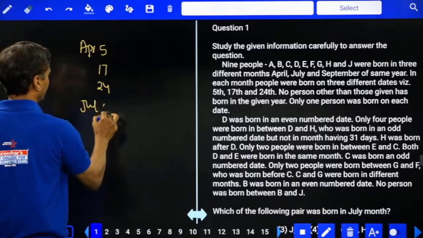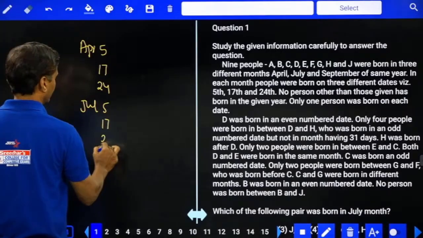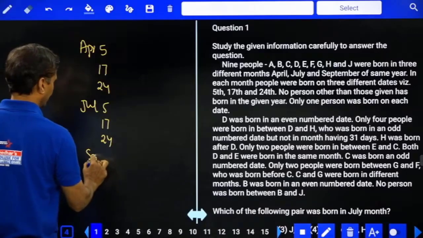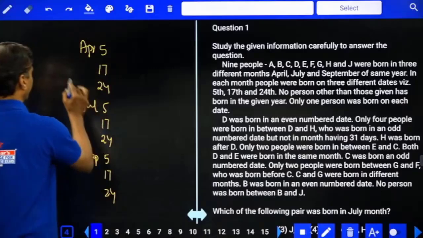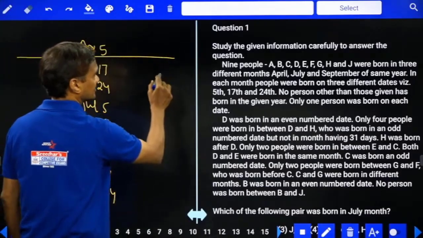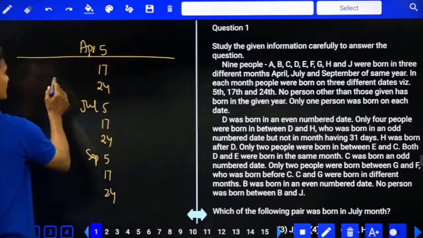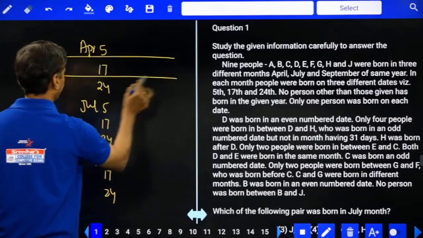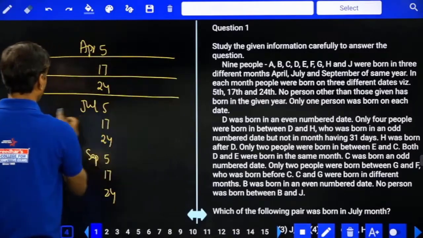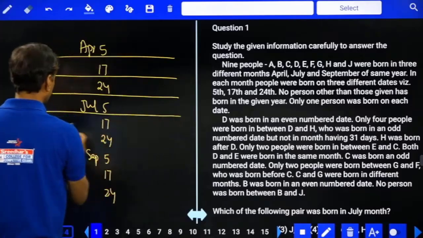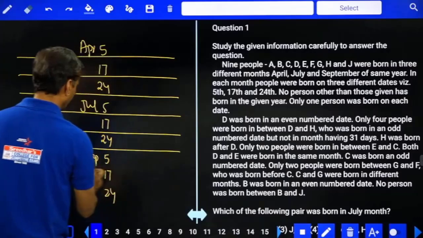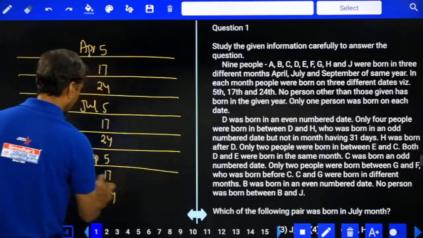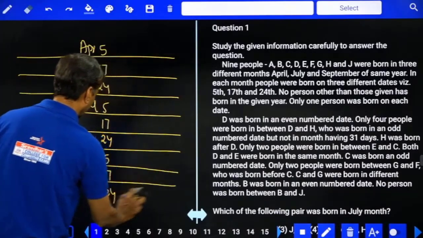Now in July, 5, 17, 24, and September, 5, 17, and 24. Now these are the 9 dates we have. 9 persons were born in these 3 different months on 9 different dates. Write down the dates at the center and extend the lines like this, where we can work out 2 possibilities simultaneously.